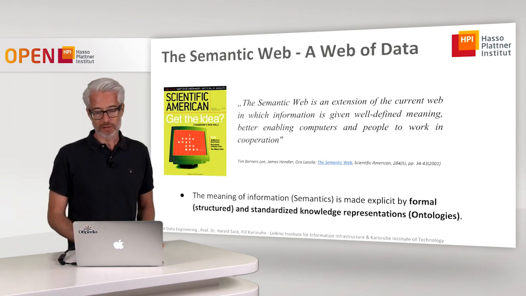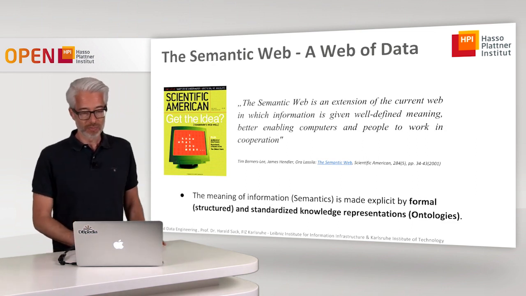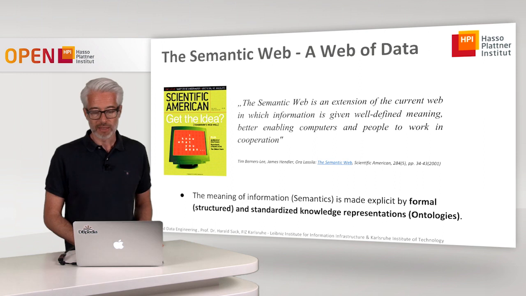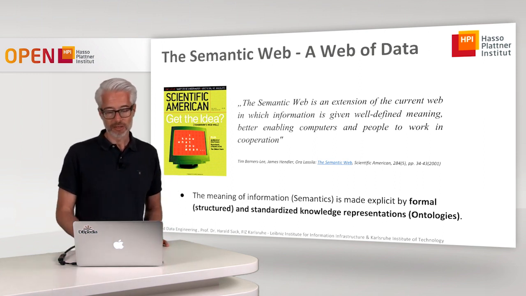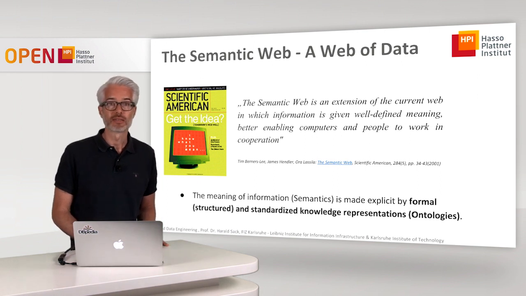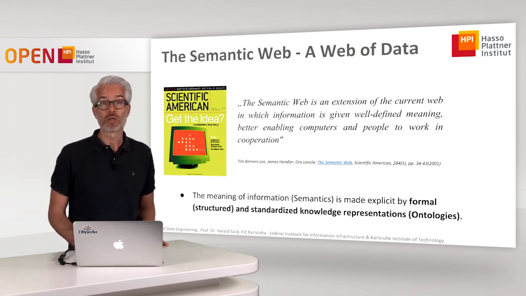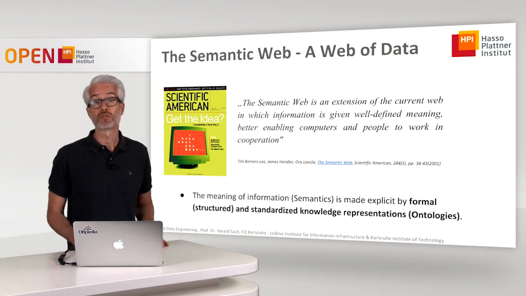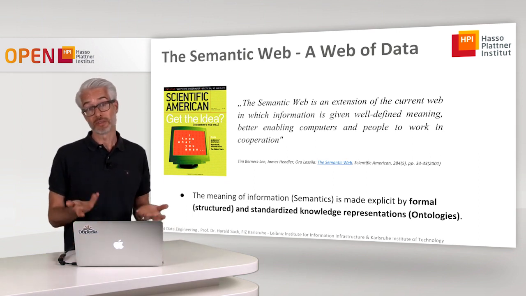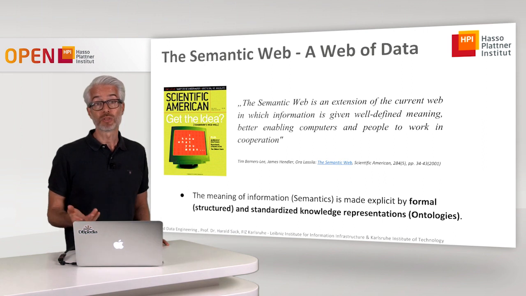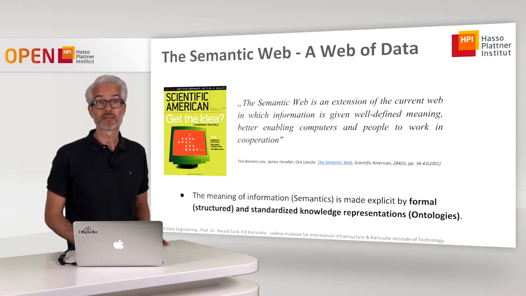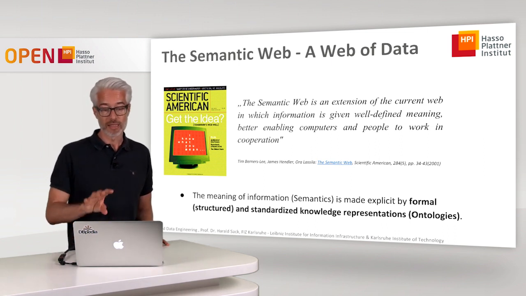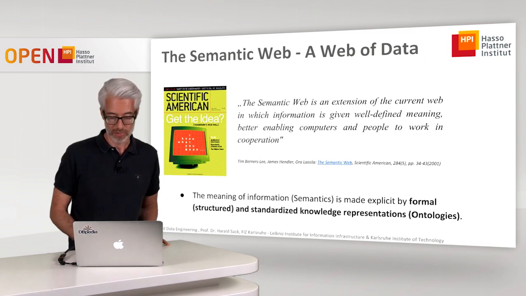So the notion is quite old. There was already in Scientific American an article about the semantic web in 2001 by Tim Berners-Lee, James Hendler and Ora Lassila, and there they defined the semantic web as an extension of the current web in which information is given a well-defined meaning. So this means explicit semantics. And the purpose was to better enable computers and people to work in cooperation. So there is a link to this article, so maybe you are interested in it, and then you get a notion about the semantic web.